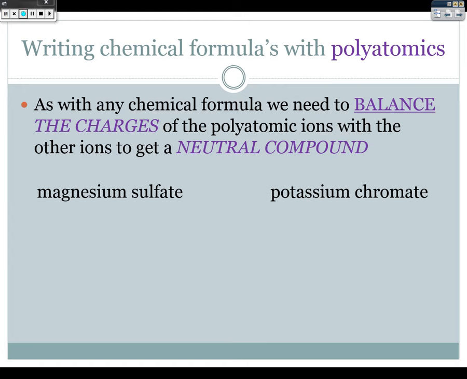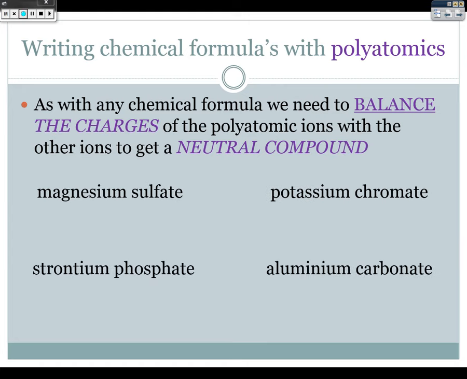So magnesium sulfate, magnesium's a 2 plus, sulfate's a 2 minus. So those cancel out, leaving us with MgSO4. Potassium and chromate, potassium's a 1 plus, chromate's a 2 minus. So I'm going to need 2 potassiums to balance out my 1 chromate, so K2CrO4.